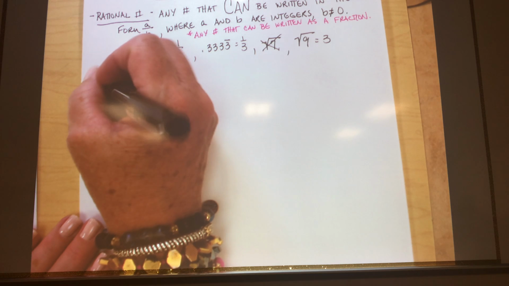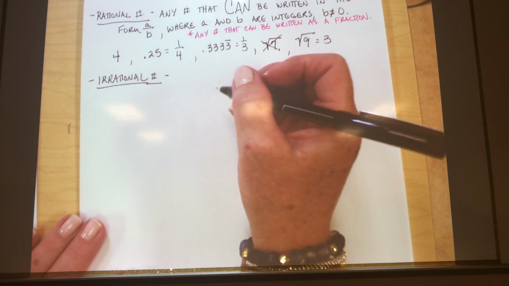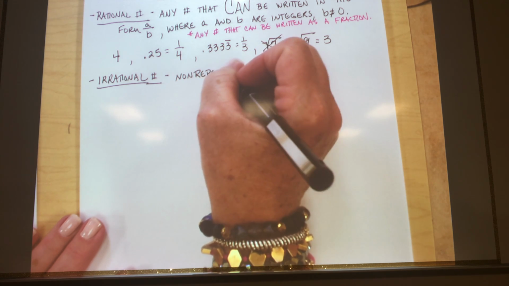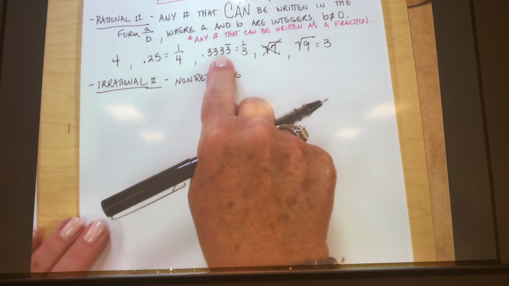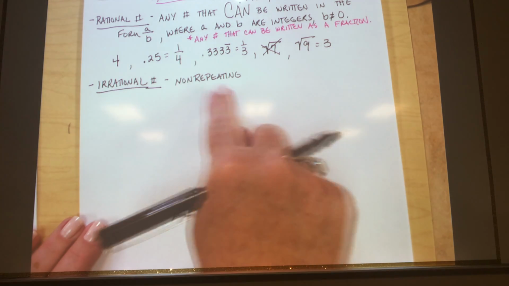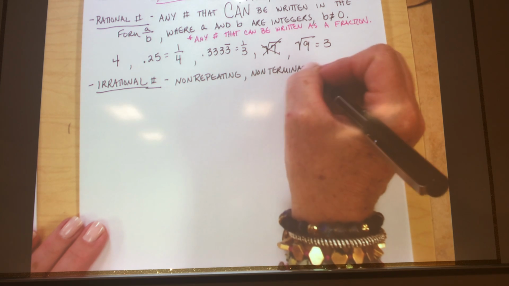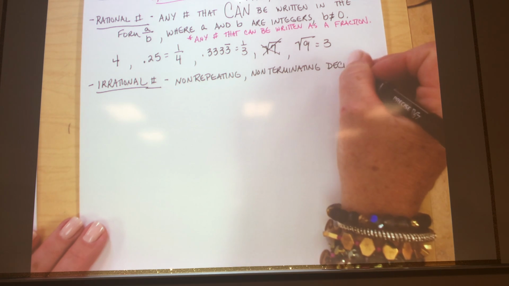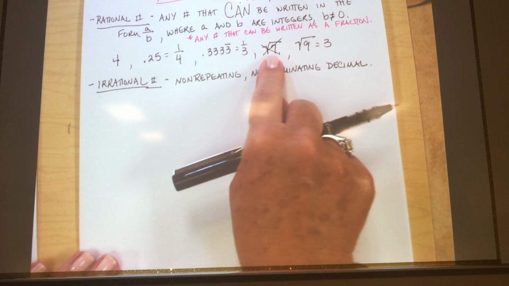So here's the last ones. Irrational numbers. An irrational number is a non-repeating, non-terminating decimal. What does non-repeating mean? It doesn't repeat. Like, see this guy right here? He repeats, doesn't he? He's not irrational, he's rational. So it can't repeat. Non-terminating. What does that mean? Yeah, it never ends. So I have a decimal and it doesn't repeat and it doesn't stop.